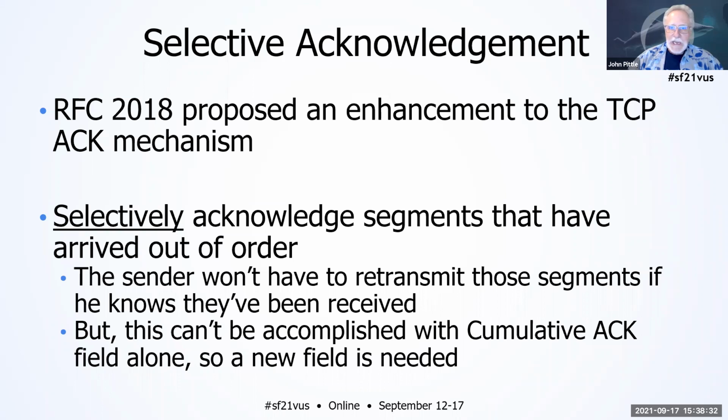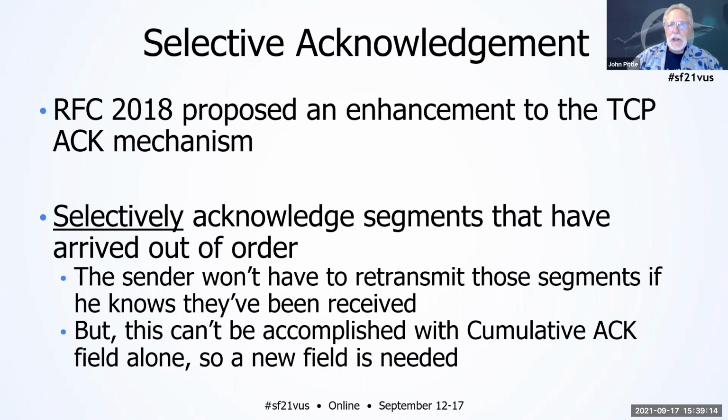RFC 2018 proposed an enhancement. Selective acknowledgement is super interesting because it allows the receiver to acknowledge segments that have arrived even if they're out of order. And in theory, the sender won't have to retransmit those segments if he knows that they've been received. At the very end, we'll see there's something called reneging that could potentially happen. But ultimately, the receiver is letting the sender know, hey, I've received these things. They're not in order, but I do have them. So you don't necessarily have to retransmit them. I just want to let you know that I have them.